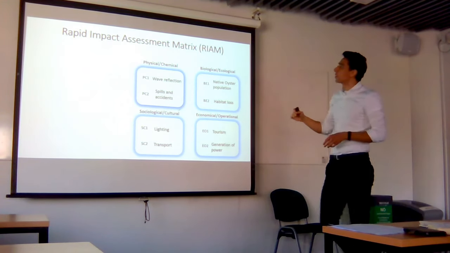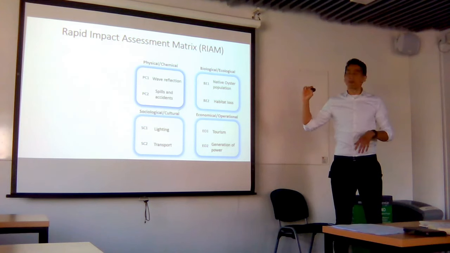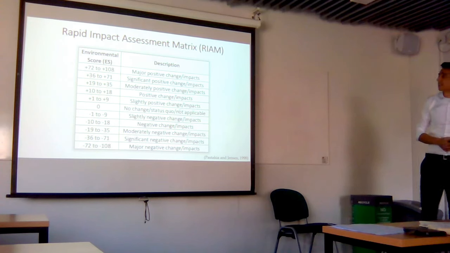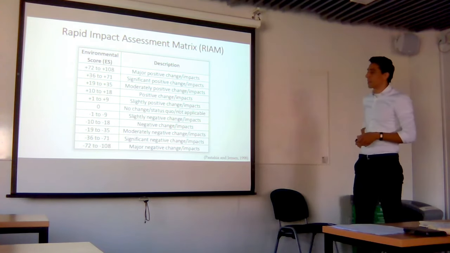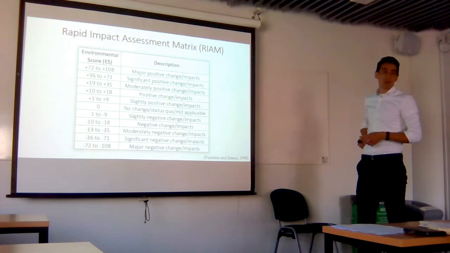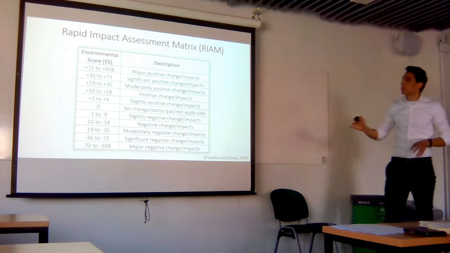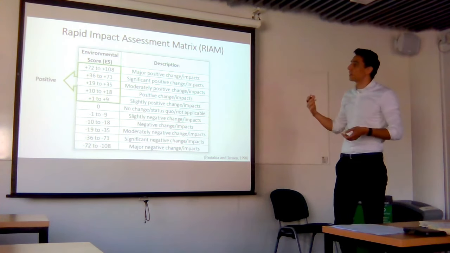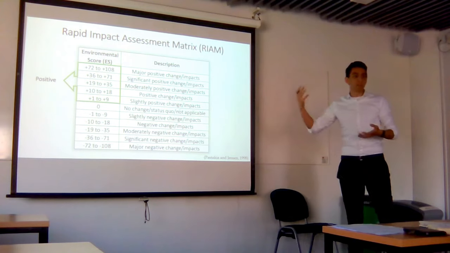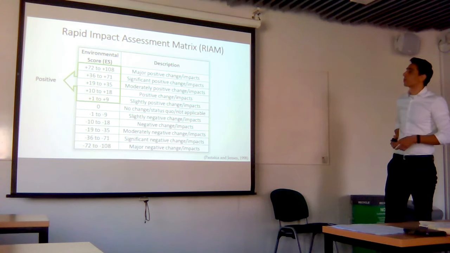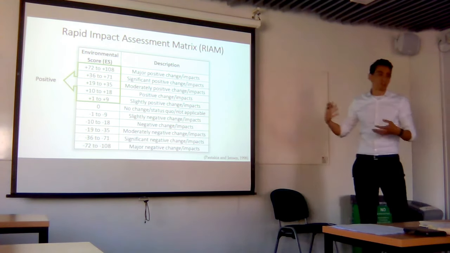And once this is done, we have to assign a score to each individual issue. This score is called the environmental score, and it's nothing more than a number that can be negative. It will range from minus 108 to plus 108. It's really simple. Positive numbers indicate a positive impact, so the greater the number, the greater the positive impact will be. Here in the upper band, for example, we see a major positive change or impact, and from 1 to 9 is just a slight positive impact.